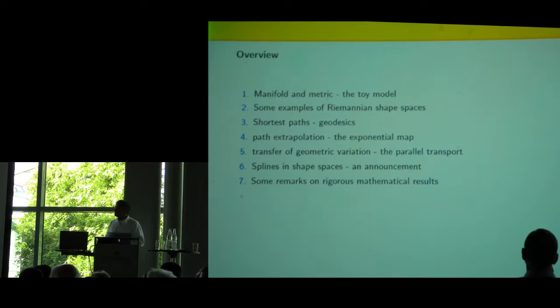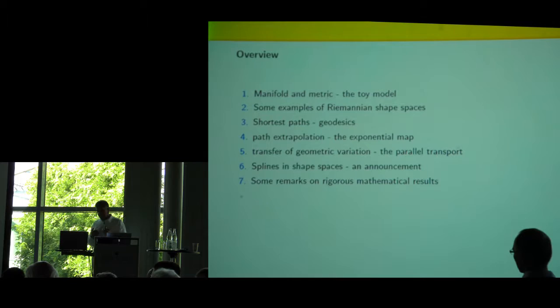So here's a very brief overview. First of all, I would like to start with very basic things. What is a metric? What is a manifold? Start with a toy model, then we will come to infinite dimensional manifolds. And I will give some examples on remaining shape spaces. Then we will talk about shortest paths, maybe geodesics, and how to discretize them. And then we will think about different applications.